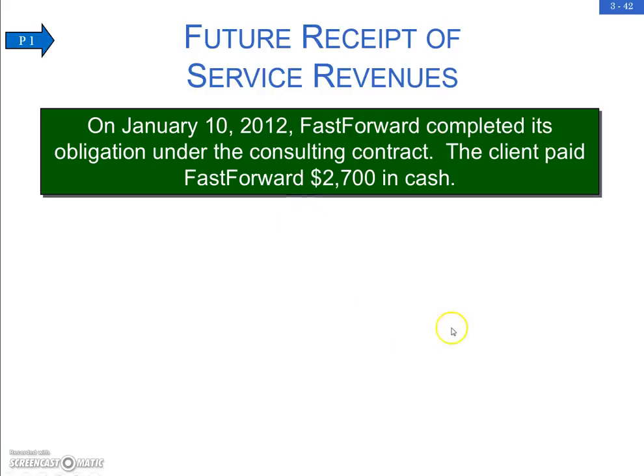Now there will be a difference, of course, right? The debit of $2,700 versus a credit of $1,800. That's a difference of $900. And that $900 difference is, of course, the revenue that we earned in 2012. So that will go to revenue.